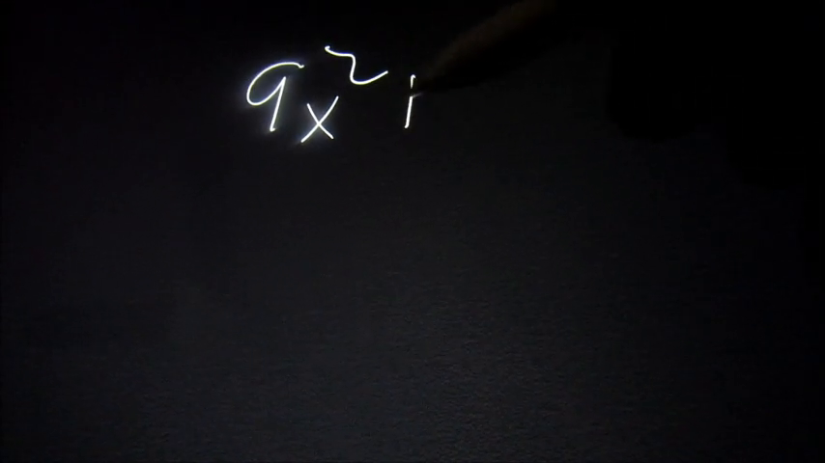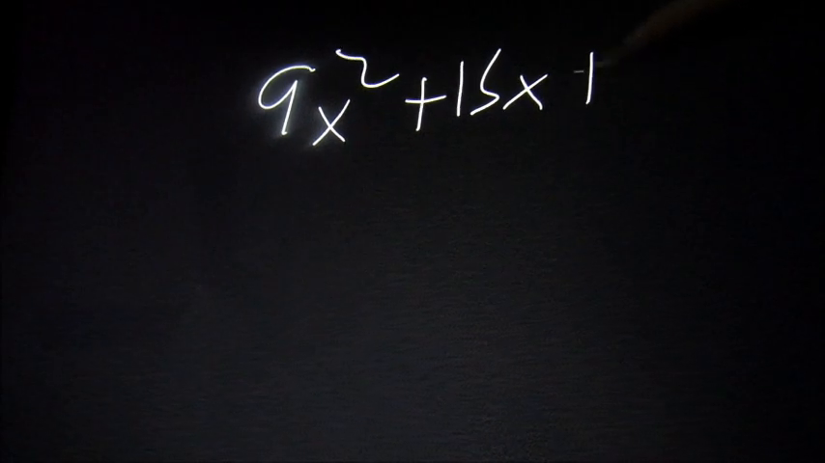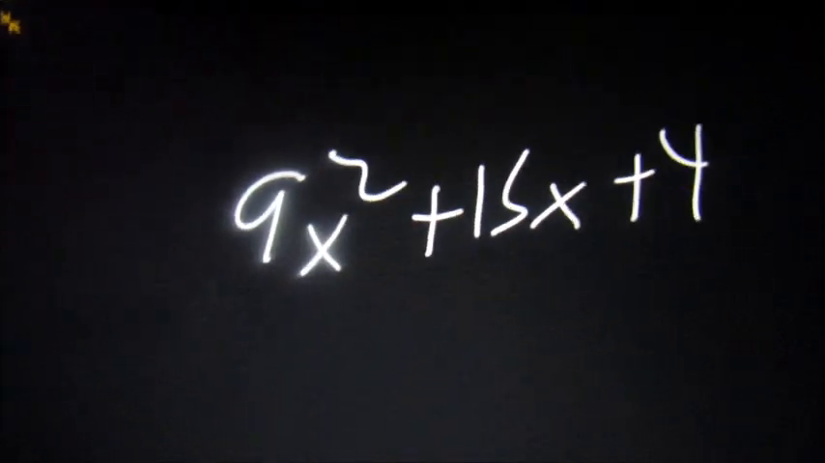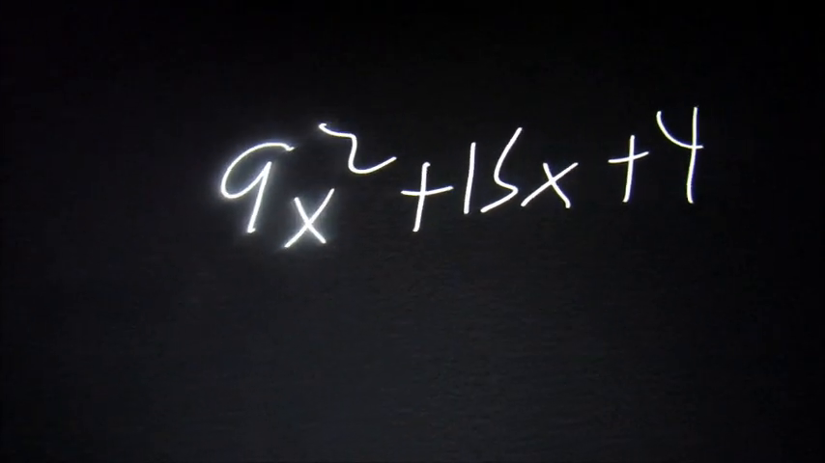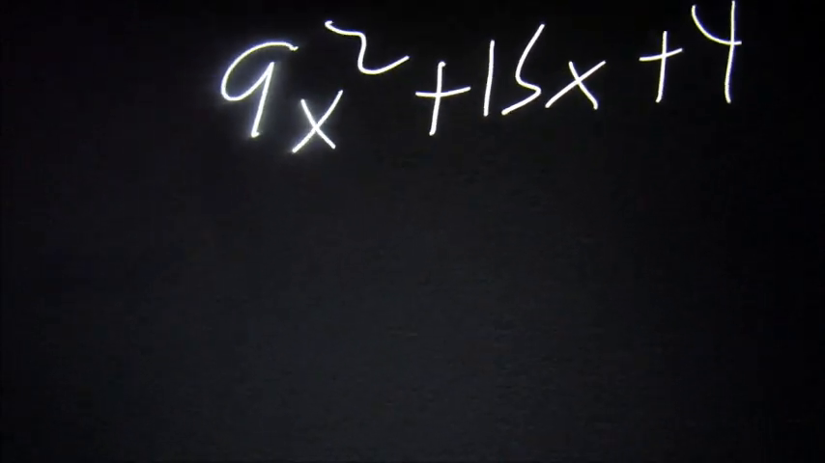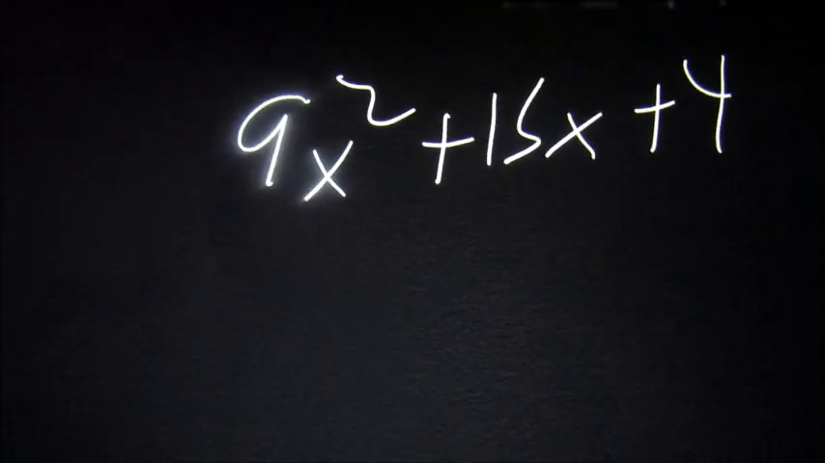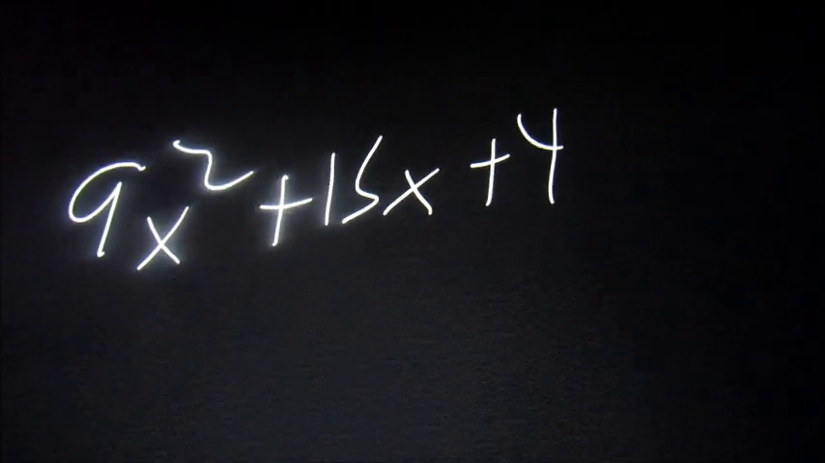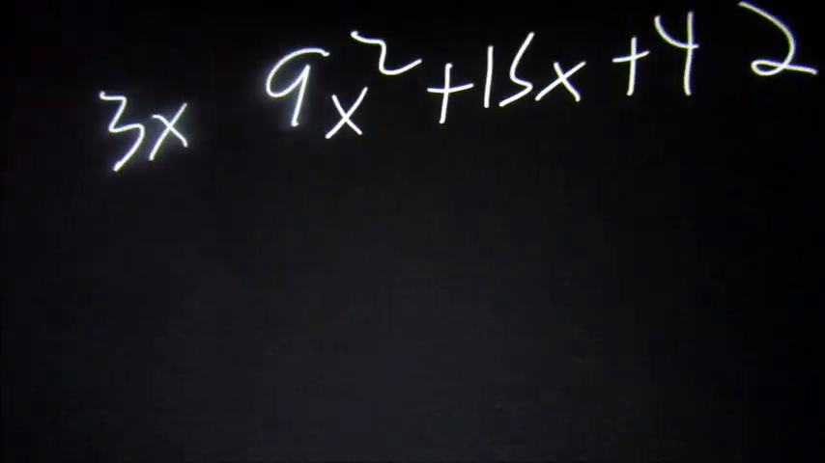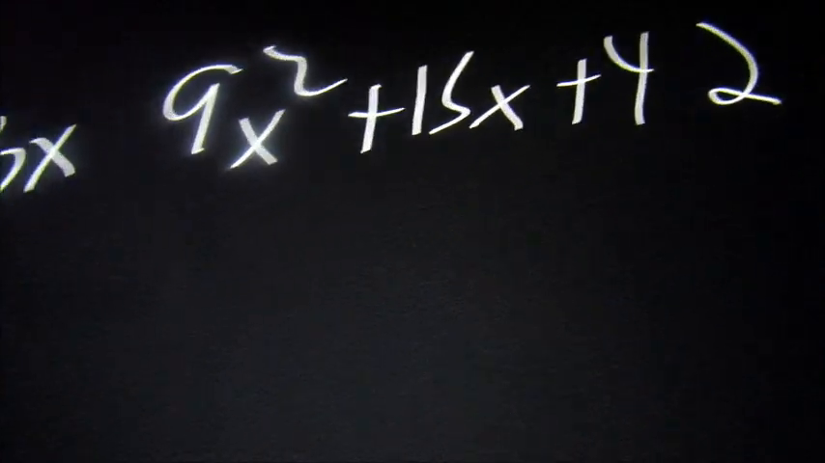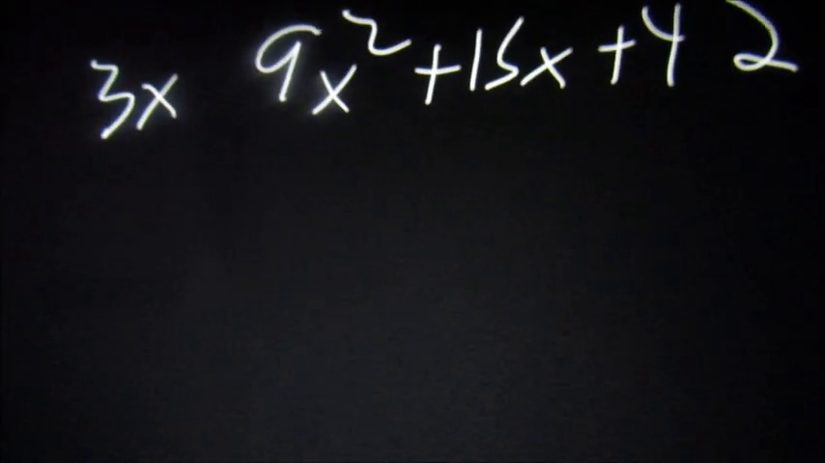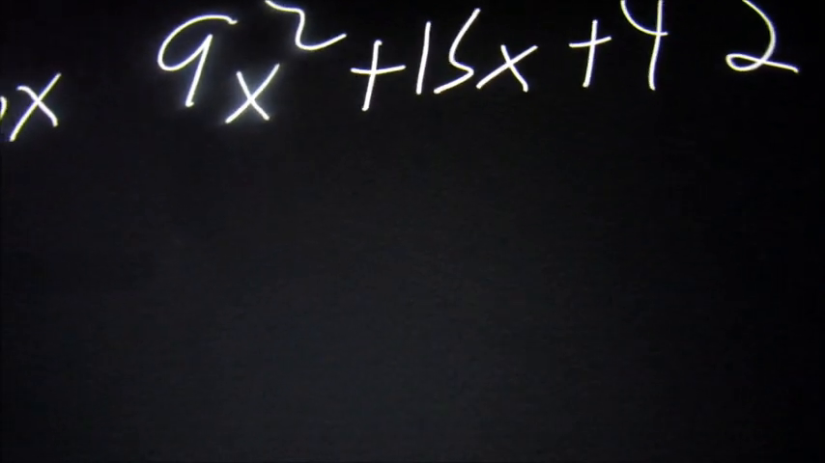And let's look at this. 9x squared plus 15x plus 4. Let's say we have to take the square root of this, or factor this. Square root of 9x squared is 3x. Square root of 4 is 2. 2 times 2 is 4, times 3 is 12x. So that isn't what the middle one is.